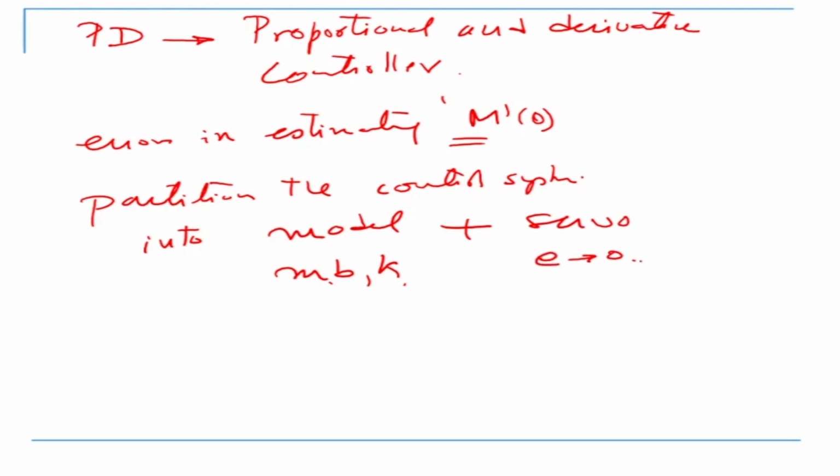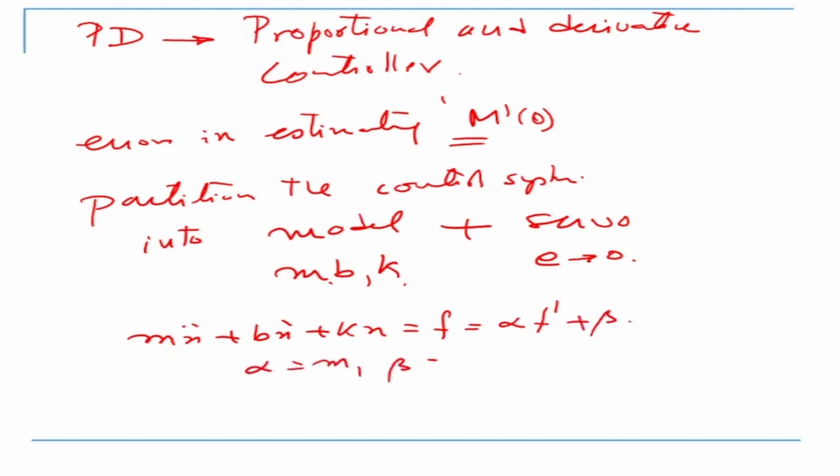Such control systems are called partitioned control systems. How do we partition the control system? We assume m x double dot plus b x dot plus k x is equal to f, and this f is equal to alpha times f dash plus beta, and we say alpha is equal to m and beta is equal to b x dot plus k x.